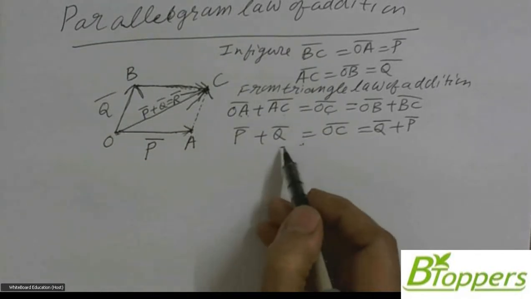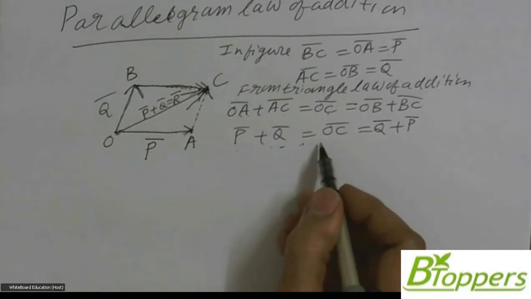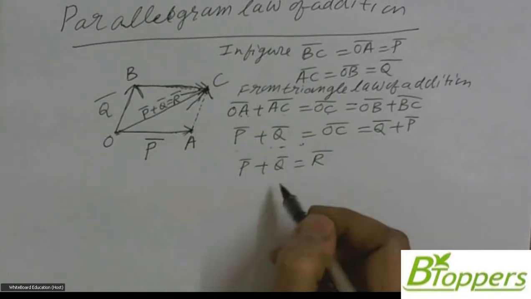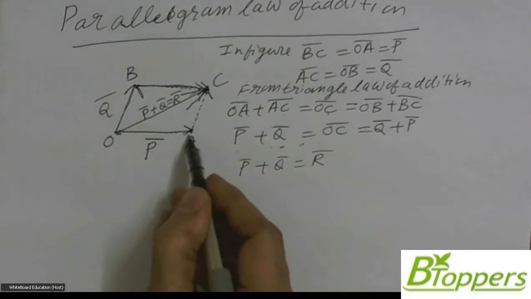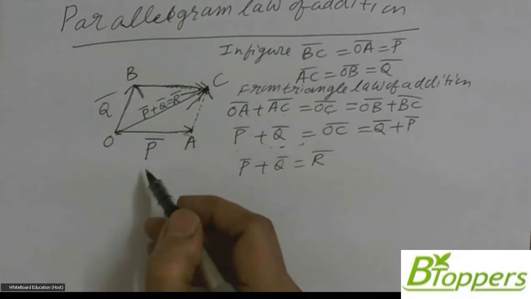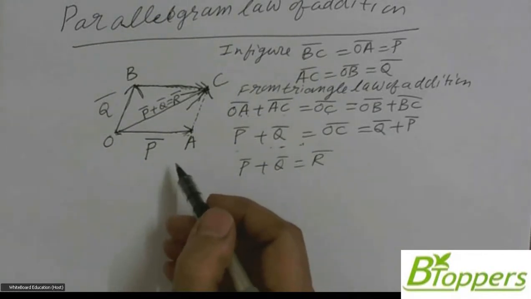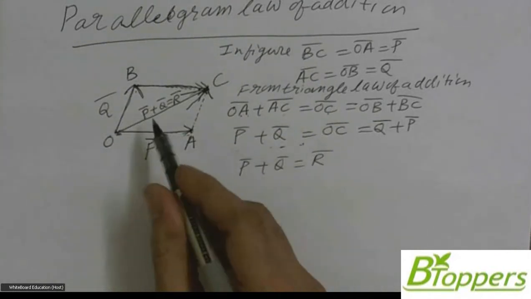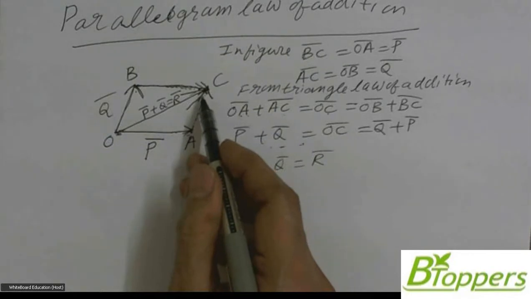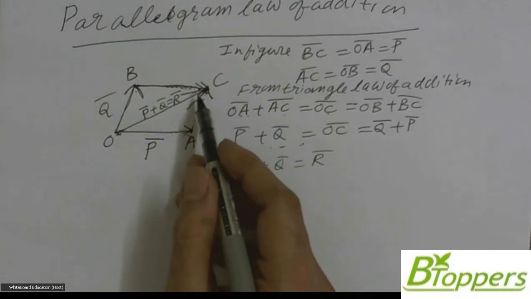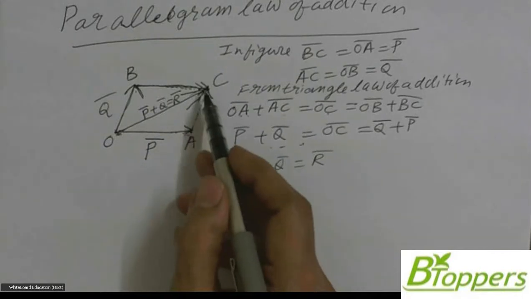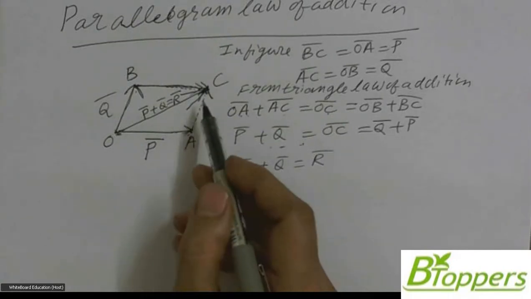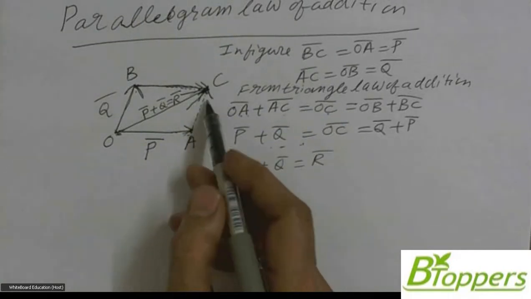According to the last equation, that is P bar plus Q bar equal to R bar, you can say that if two vectors P bar and Q bar are represented graphically by the adjacent sides of the parallelogram, such that the tail of P bar is attached to the tail of vector Q bar, and the diagonal of the parallelogram passing through their point of intersection represents the vector sum or resultant of P bar and Q bar, both in magnitude and direction. So we can give the statement of the parallelogram law of addition of vectors in this way.